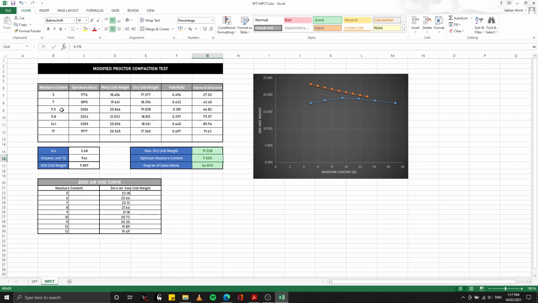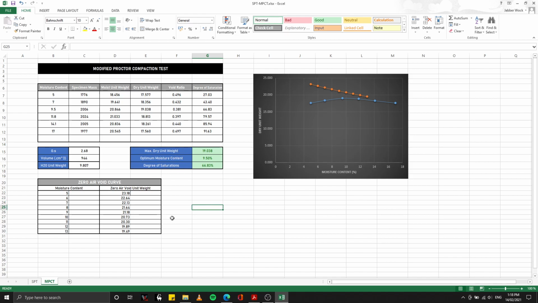Okay? So, kung makuha na natin yan, ma-identify na rin natin ang degree of saturation for the optimum moisture content, which is 66.83. Ganun lang. Pinpoint ko lang, dapat ma-identify mo lang yung max dry unit weight. Okay? Para makuha natin ang value ng optimum moisture content and ang the degree of saturations.